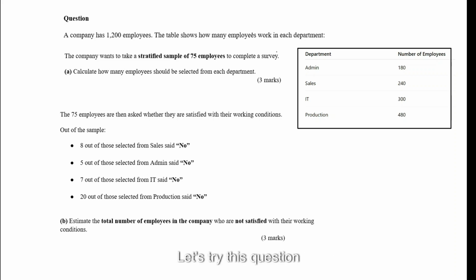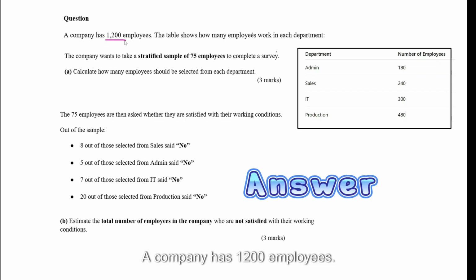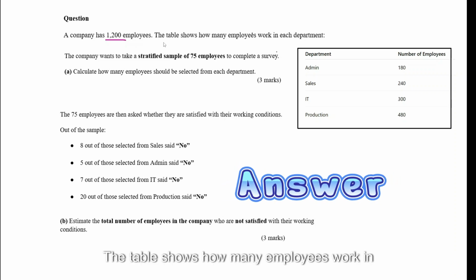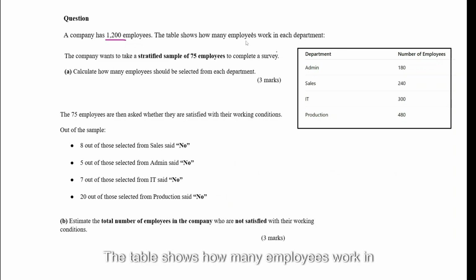Let's try this question. When you are ready for the answer, press play. A company has 1,200 employees. The table shows how many employees work in each department. In admin, 180; sales, 240; IT, 300; production, 480. So the total here is 1,200.